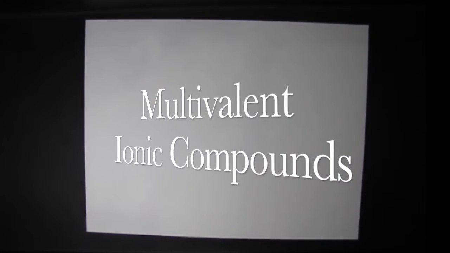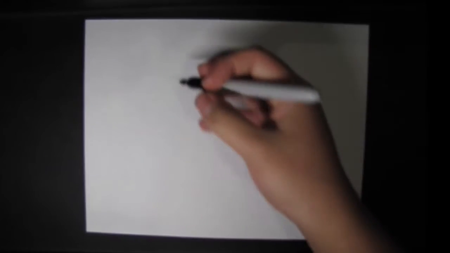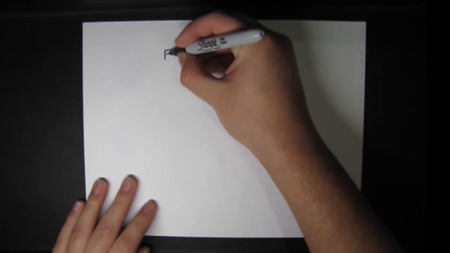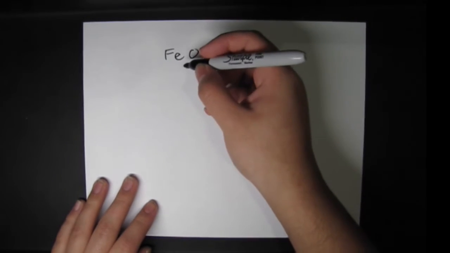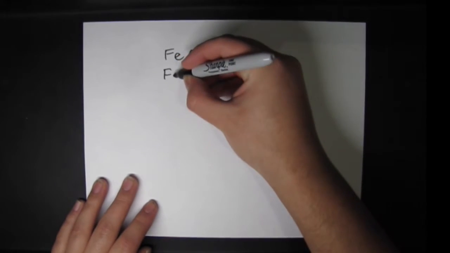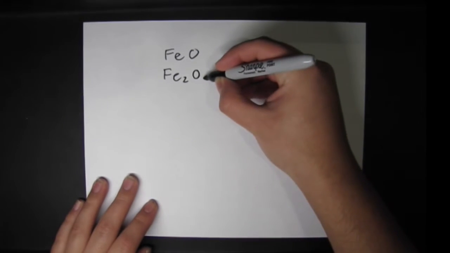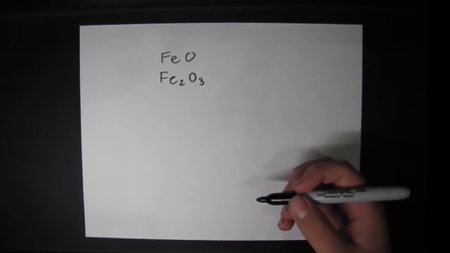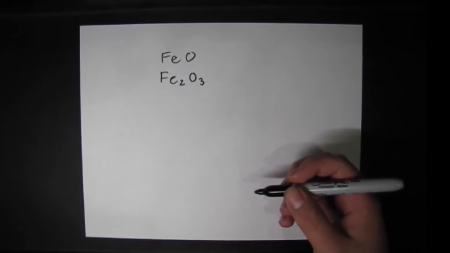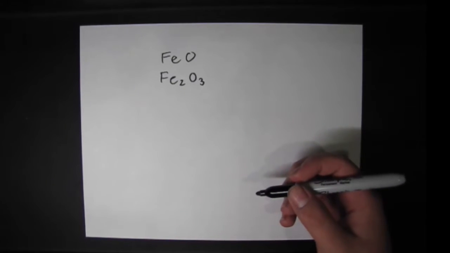Alright, so now we are going to be naming multivalent ionic compounds. So for this example, we're going to be using this formula of iron and oxygen, or since iron is a multivalent metal, it could also be iron 2 and oxygen 3. Now, when it comes to naming multivalent metals, you need to use a Roman numeral in order to represent what charge of that multivalent metal we're going to be using.